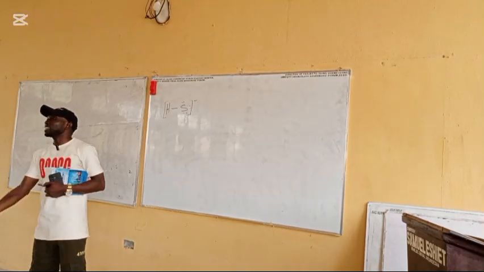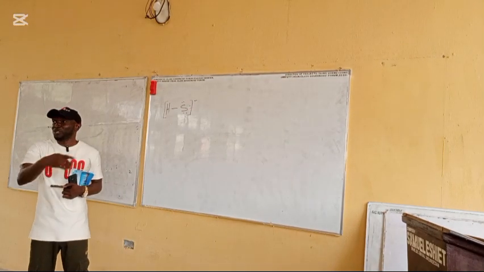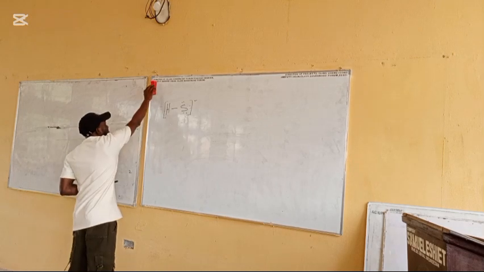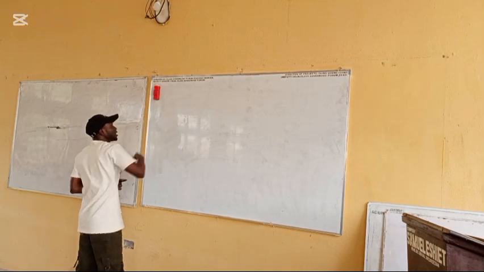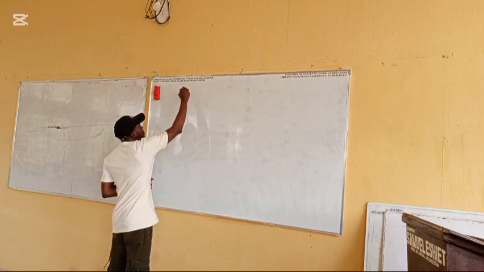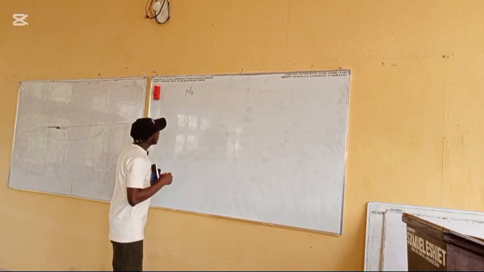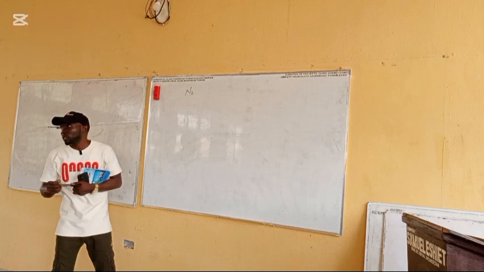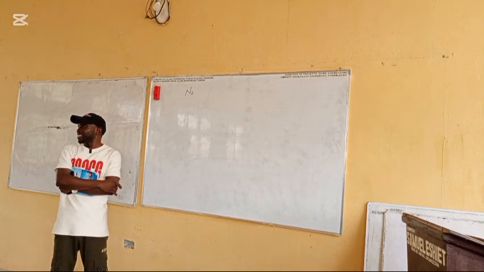Let's now go to the box. Let's go to the where? Box. All right. For the box, I'm going to be drawing the Lewis structure for N2. So I have N2. So in this case now, what is central atom here? Central atom here is what? Nobody.